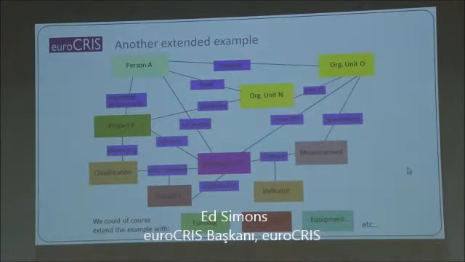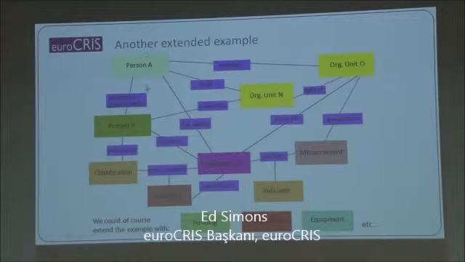Now, another extended example where we have put a few extra things in, like journal, indicator, measurement, etc. So you see how it can become quite an extensive model if you put a few extra objects in. And we could have even brought in more, like funding, data sets, equipment, etc.